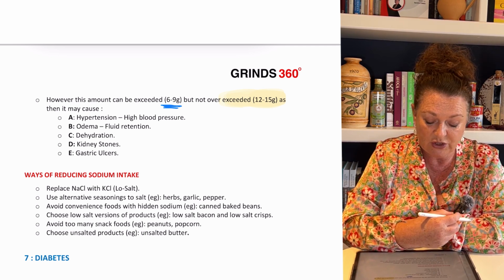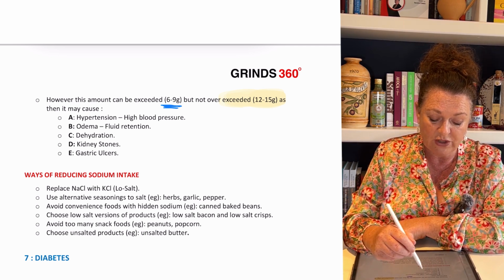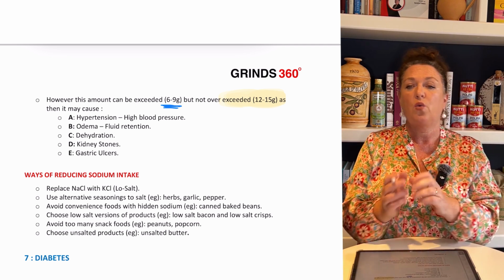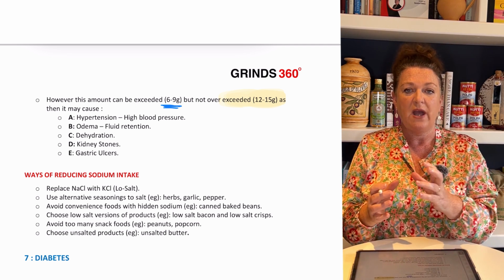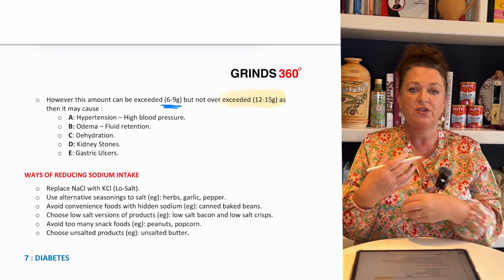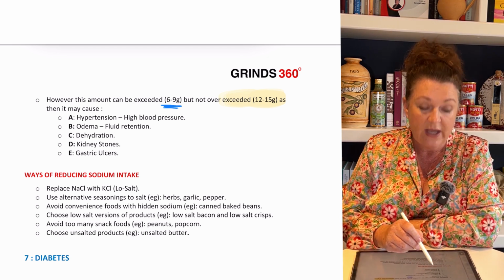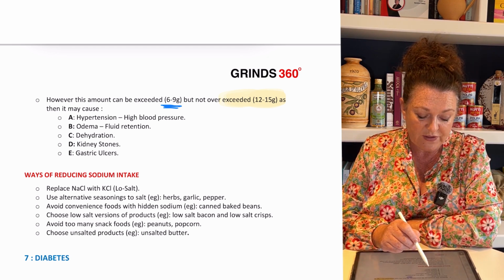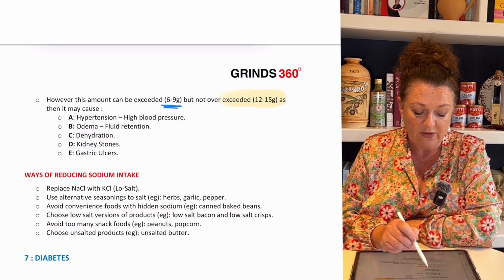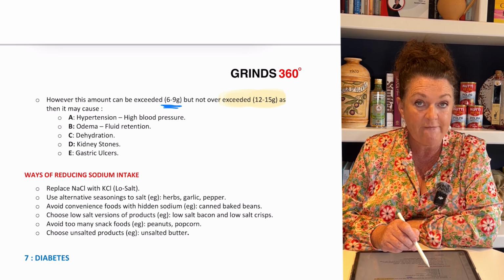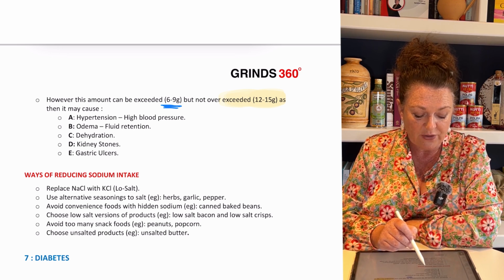And this can lead to high blood pressure, which we've mentioned, fluid retention, where you've got this kind of puffiness around the ankles particularly, and the body's just holding on to more water than it should do. Dehydration, obviously thirsty, which can affect all sorts of things like cell activity in the body. Kidney stones, very, very painful. Gastric ulcers.